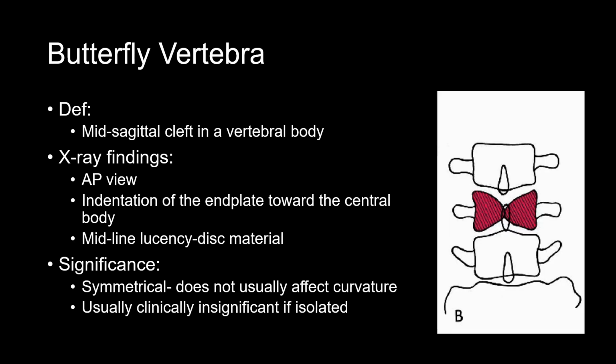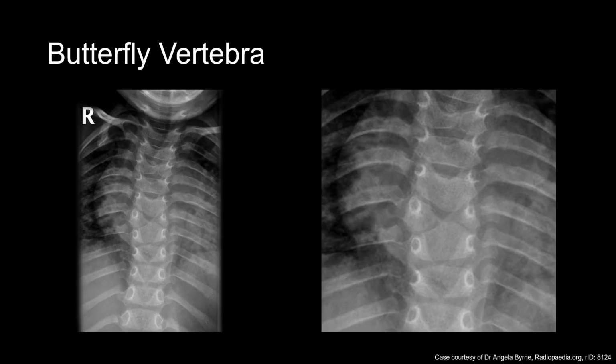A butterfly vertebra is similar to a hemivertebra in shape, but on two sides, and it's due to a mid-sagittal cleft in the vertebral body. It has an indentation in the end plate along the center or in the sagittal plane, so you would see it on a coronal view like this, or an A to P or frontal. Because of its symmetry, it doesn't usually cause a scoliosis or a coronal curvature. Here are some examples. So here are those two wedge-shaped parts of that vertebral body and a close-up. And notice that the spine is still fairly straight.